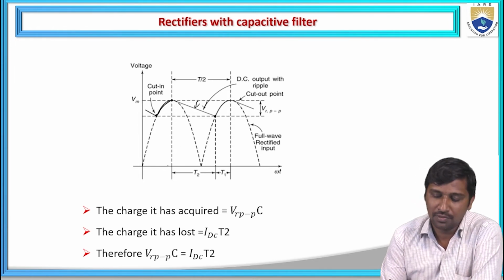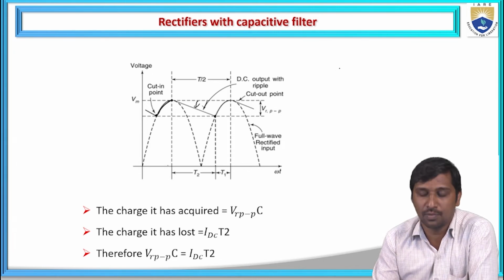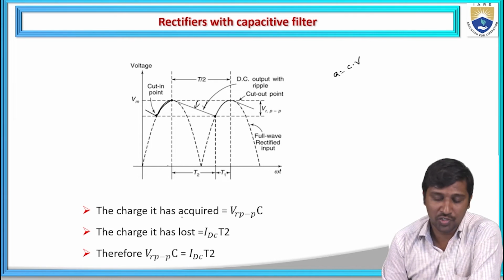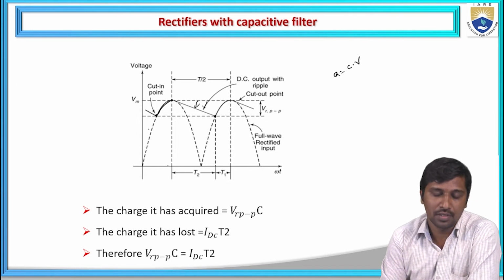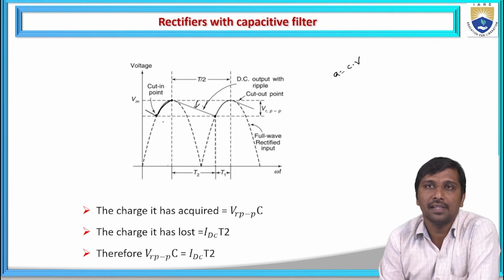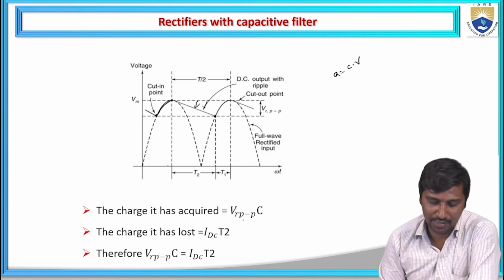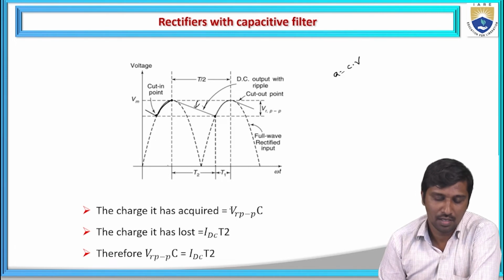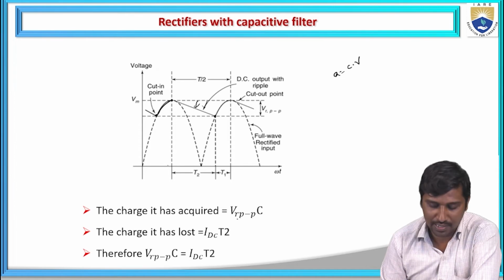Based on the capacitor principle, the charge is represented as Q is equal to C into V. Here I represent how much charge is acquired when the input signal is rising from 0 to the maximum voltage. The capacitor is also rising towards the maximum voltage, and that charge is represented as C into V, where V is the peak to peak ripple voltage.